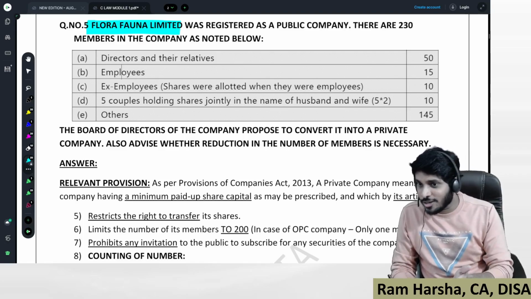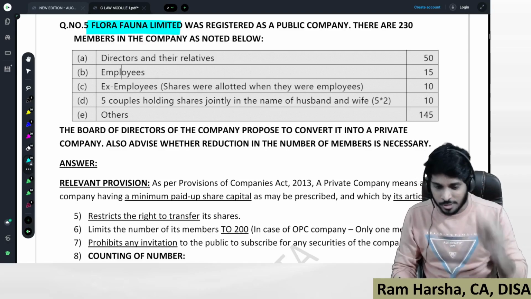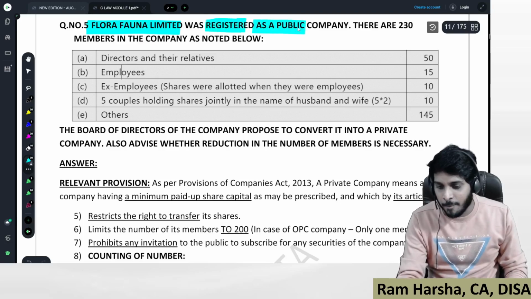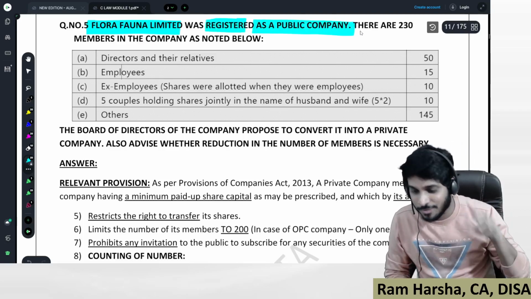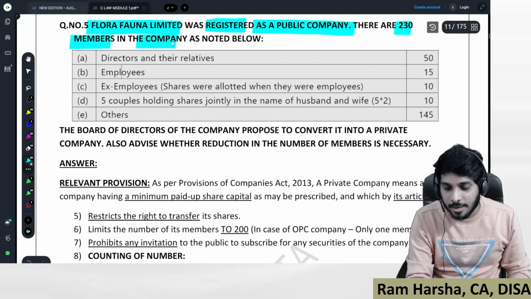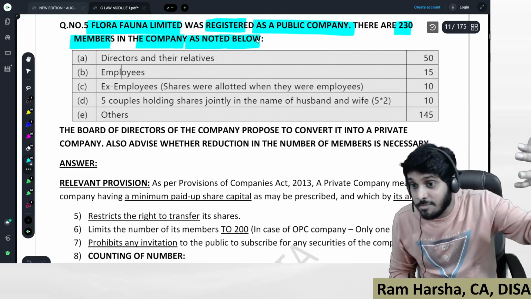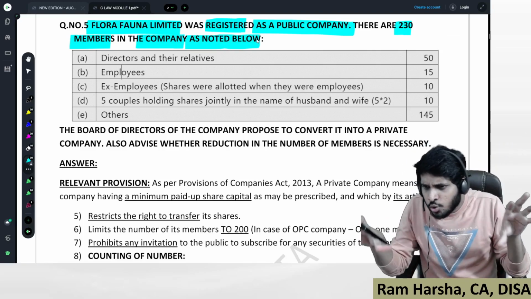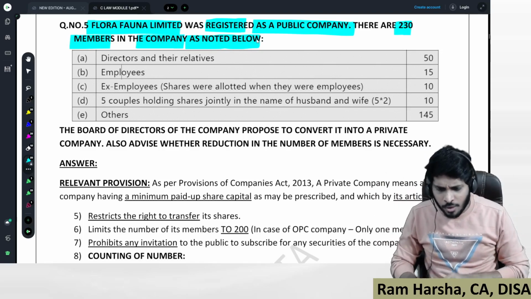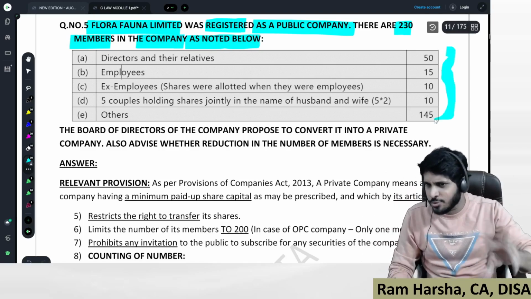Sir, the word private is not there. It's a public company. Very good. So Flora Fauna Limited is registered as a public company. They only gave the information that there are 230 members in the company as noted below. They are saying 230 members. Really, are there 230 members as per law? We need to check. They have given some breakup here. We'll come to that later.